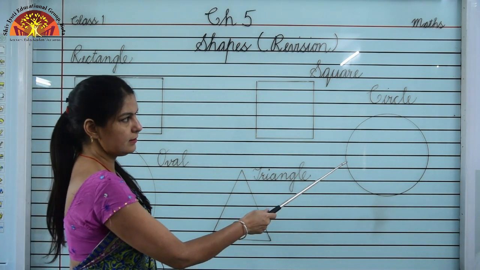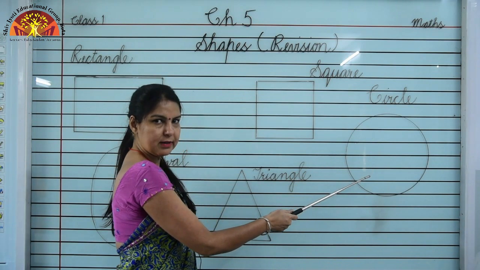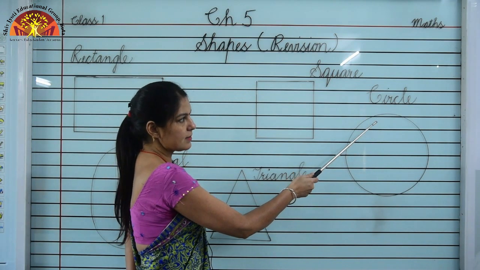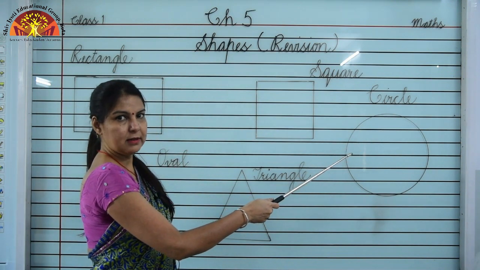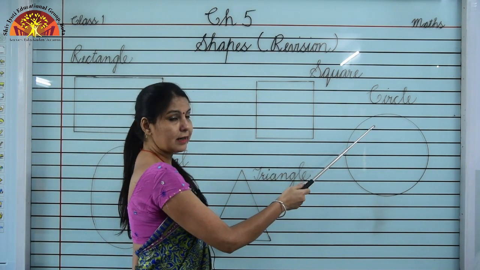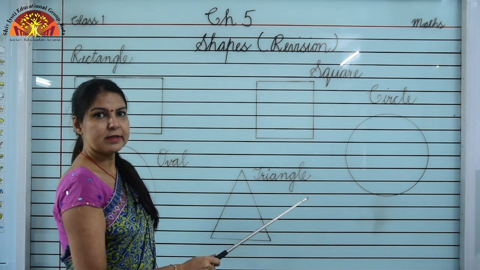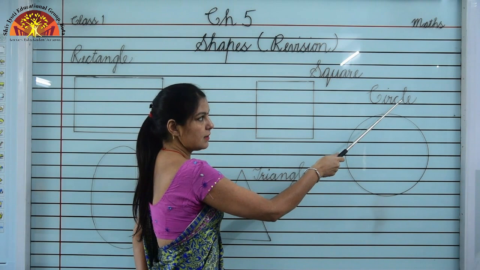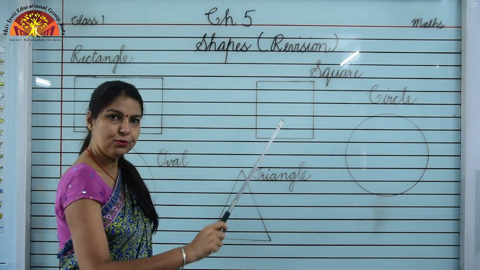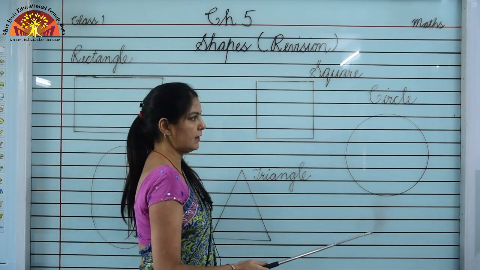Now, we will see the next shape. This is a circle. What is this? This is a circle. Children, how many corners can you see? Here are no corners. So, a circle has no corners and no sides. The spelling of circle is C-I-R-C-L-E, and it has no corners and no sides.